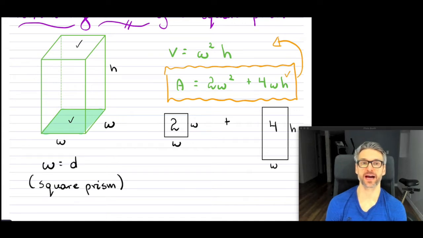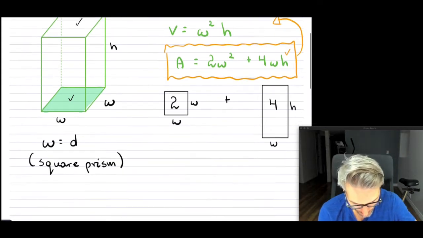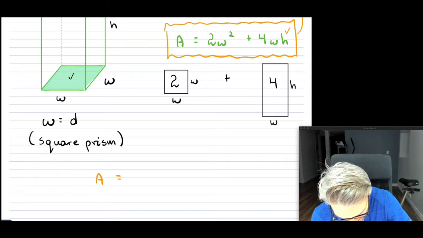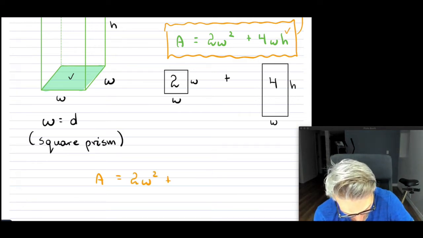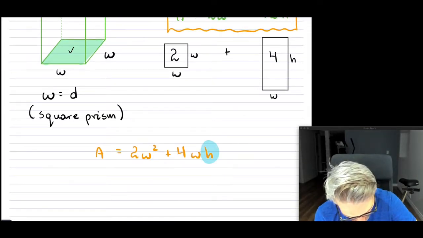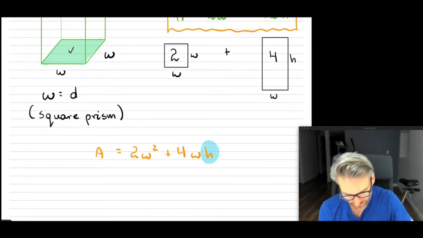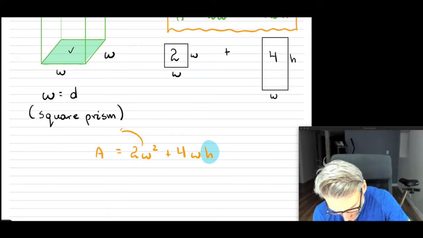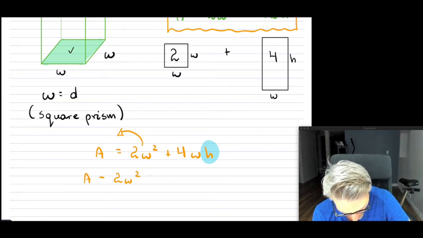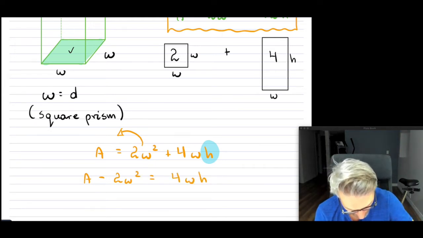So let's see how we can do that. I'm going to plot it for a few values so that you can see where the maximum volume would be. First, the trick of simply isolating: I'm going to take A equals 2W squared plus 4WH, and I'm going to isolate here for my H. The first thing that I do is shift this term over to the other side. So I get A minus 2W squared equals 4WH.